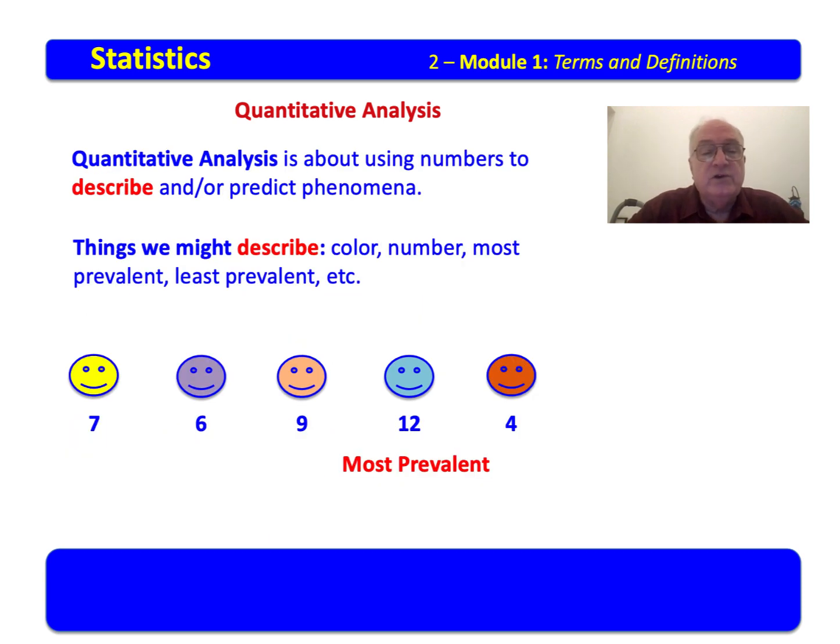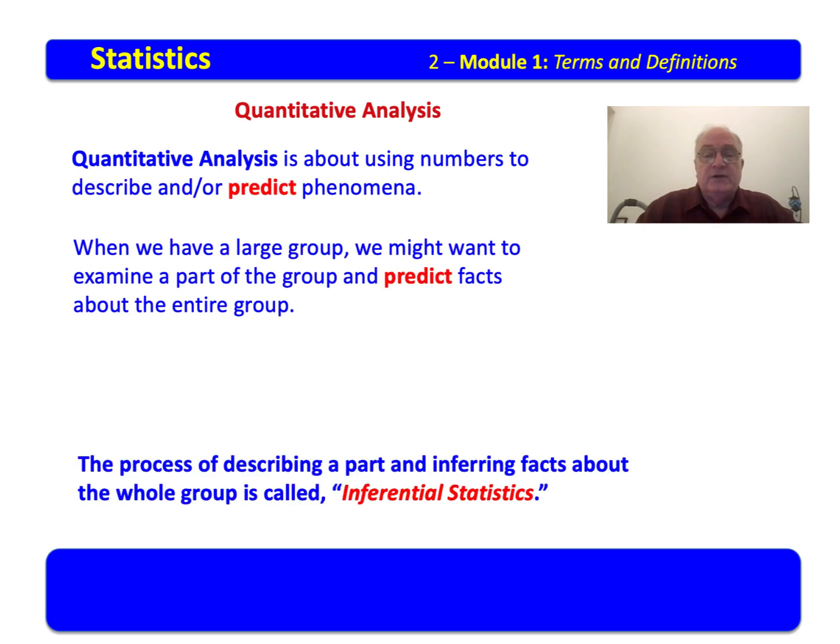We count and we see that we have 7 yellow, 6 purple, 9 light orange, 12 light blue, and 4 dark orange. The most prevalent color is the dark blue. The least prevalent is the dark orange. So we have begun to describe the data set of interest by counting the ones that were there.